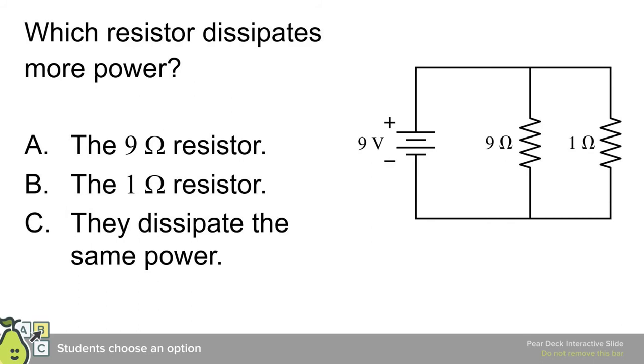Which resistor dissipates more power? The 9 ohm resistor, the 1 ohm resistor, or are they dissipating the same power? Remember that the power is V squared over R, and they have the same voltage because they're in parallel. In other words, the voltage from here to here is the same no matter which path I take. It's 9 volts. And so the larger the R, the less the power. So the 1 ohm resistor must have more power.